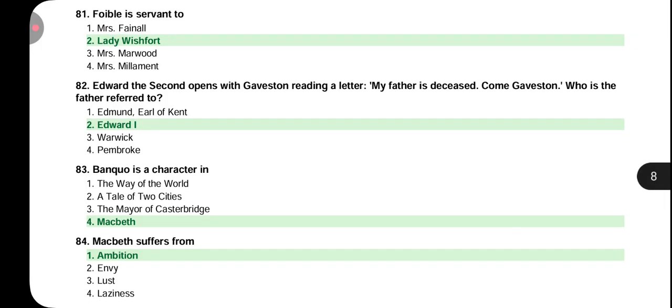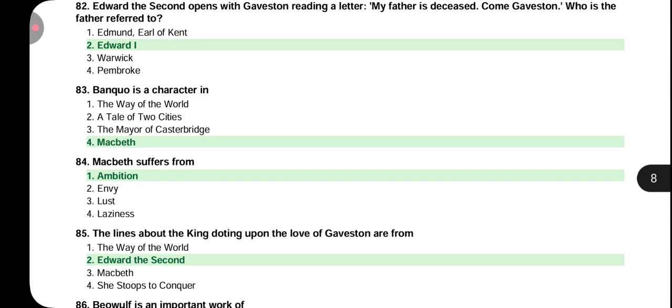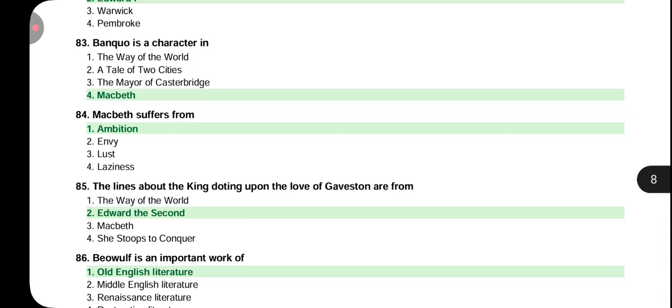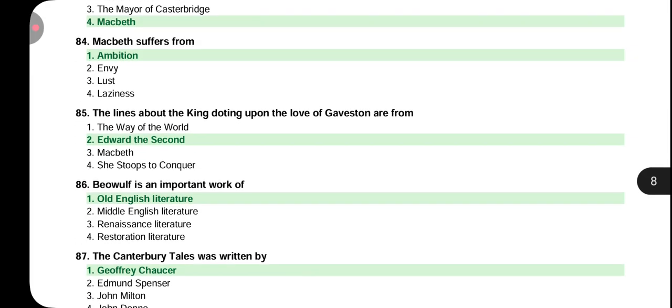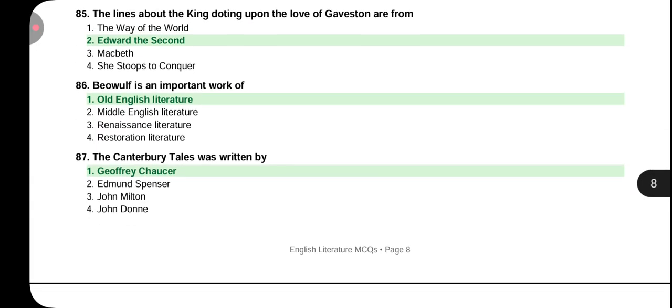82nd. Edward II opens with Gaveston reading a letter. My father is deceased, come Gaveston. Who is the father referred to? Edward I. 83. Banquo is a character in Macbeth. Macbeth suffers from ambition. 85th. The lines about the King doting upon the love of Gaveston are from Edward II.